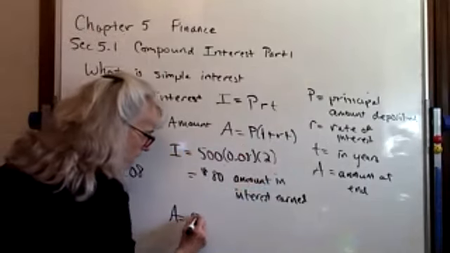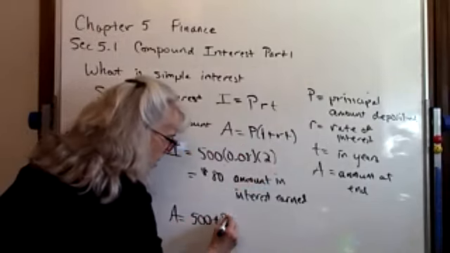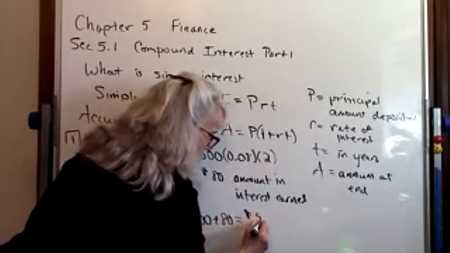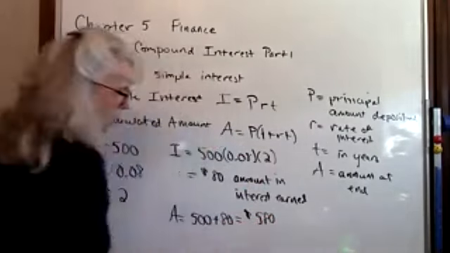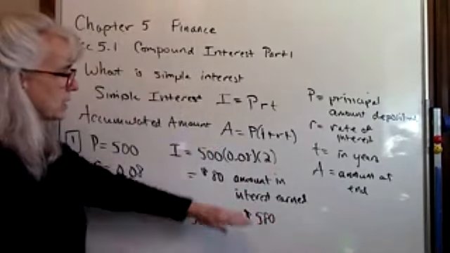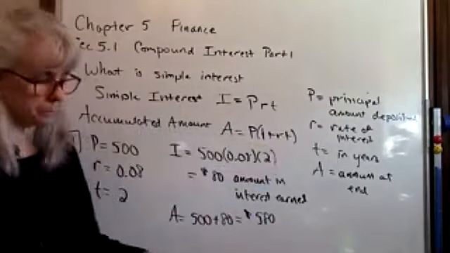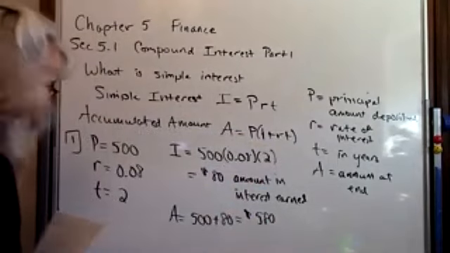Now for the accumulated amount, I can go back and rework the formula, but I can also recognize that I initially deposited 500. I earned $80 in interest, so the accumulated amount at the end of time is 580, and that would be the same thing we would get if we use the formula. Let's try another one.